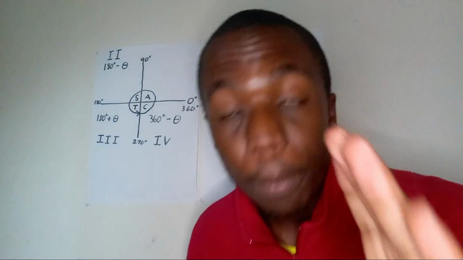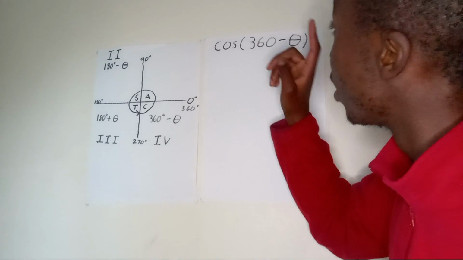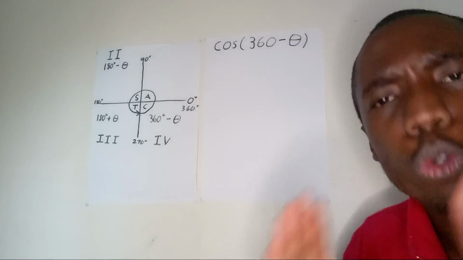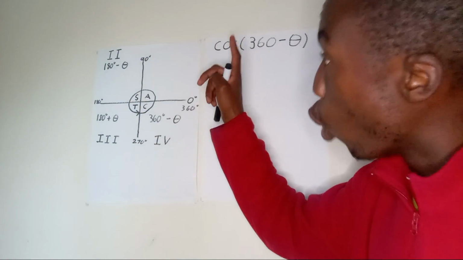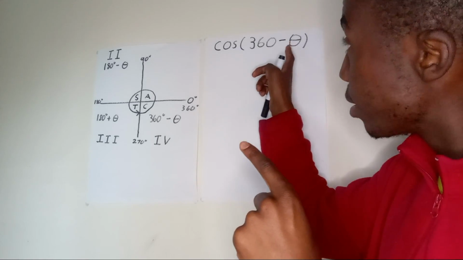So now, guys, I'm going to show you how the reduction technique works. Stay with me. Let's say we've got cos(360 - theta). What do we do now? The first step is to ignore the minus and the cos, and locate this right here. Which quadrant is this located in?